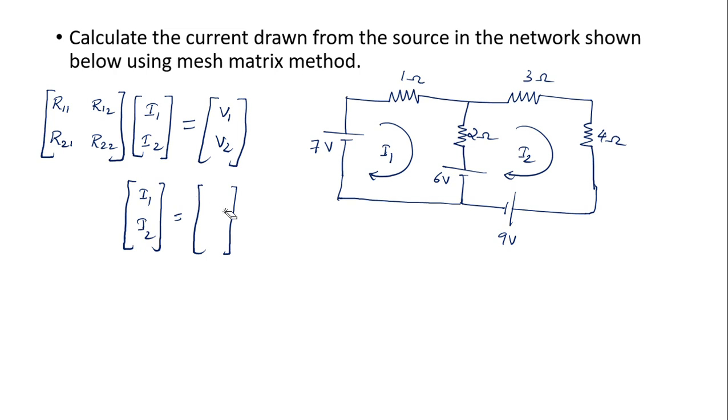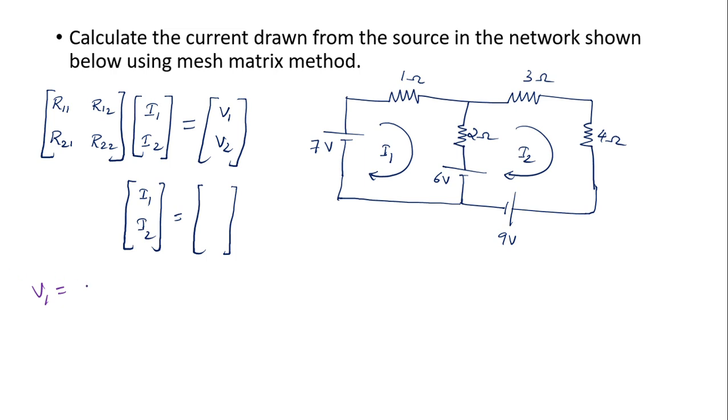So here V1 is equal to plus 7, and when the current goes like this, it is going to be minus 6.